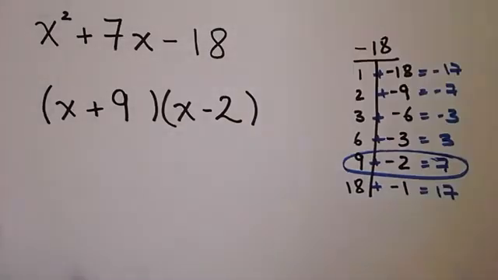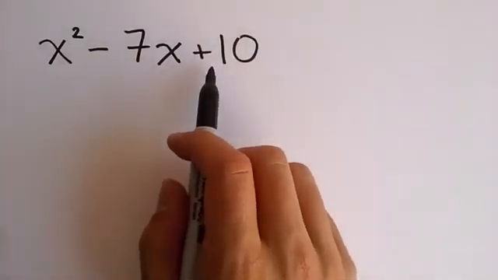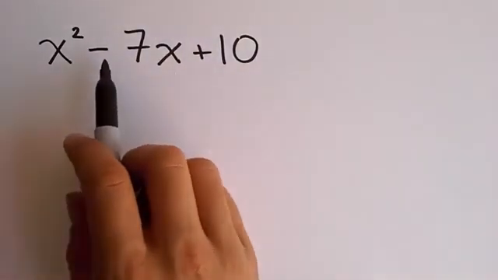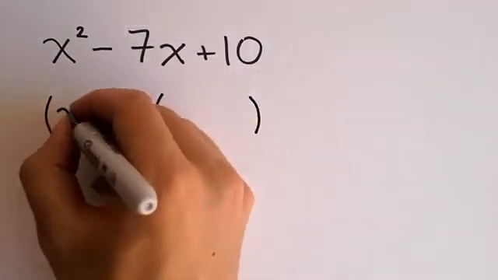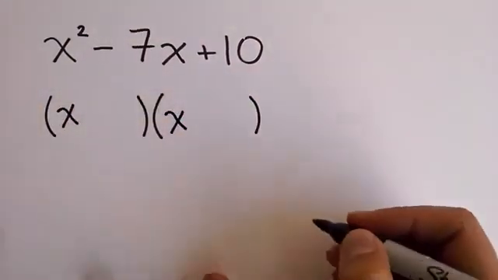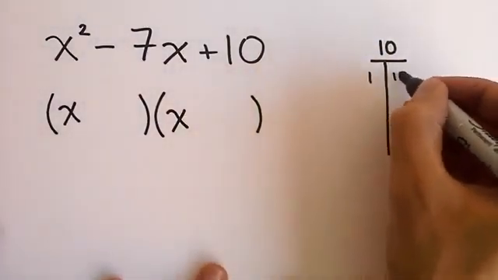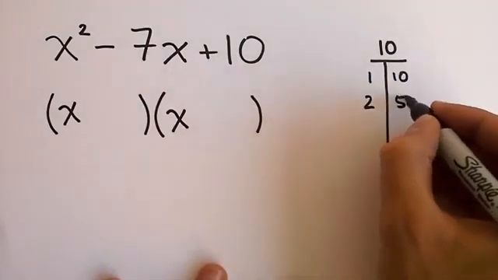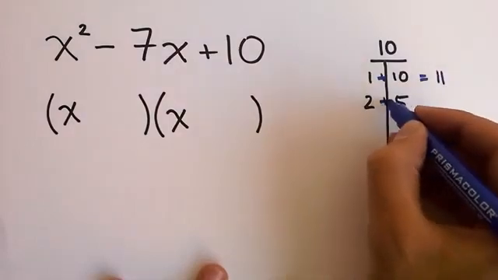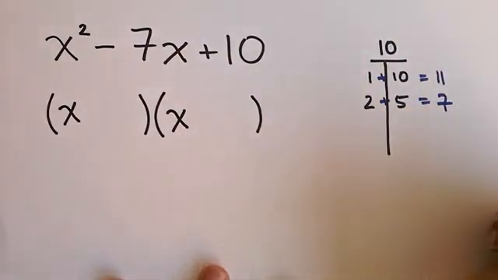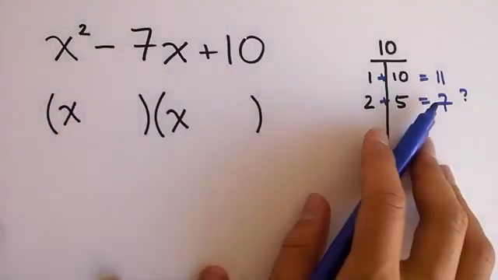For our third example, I want us to check what happens when the constant term is positive, but the term in the middle is negative. So, as usual, we begin with our two parentheses, x at the beginning of both, and then let's check out the factors of 10. So you have 1 and 10, you have 2 and 5. And now let's perform our test. 1 plus 10 is 11, 2 plus 5 is 7, but we didn't achieve what we wanted. We want a negative 7, and this one is a 7.